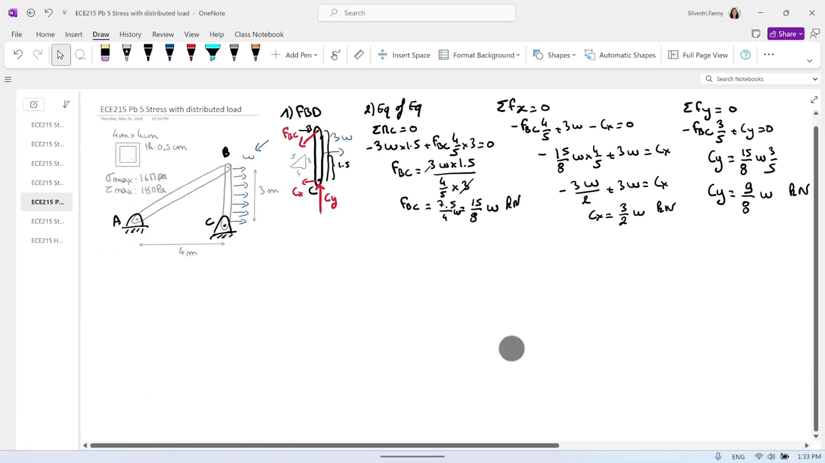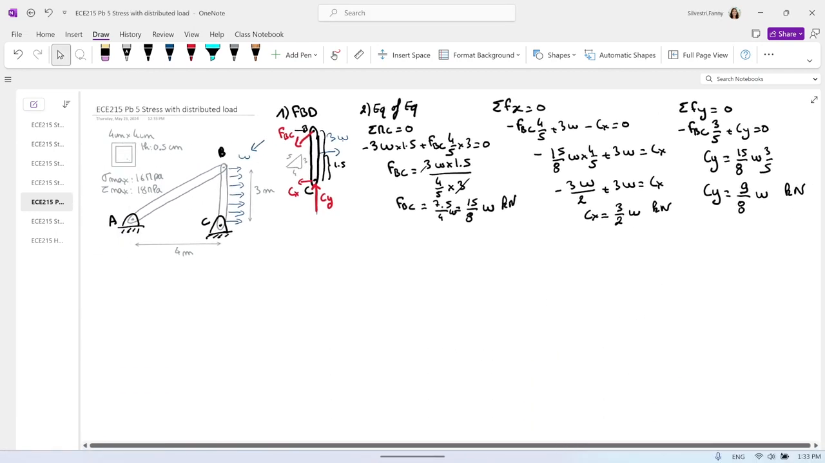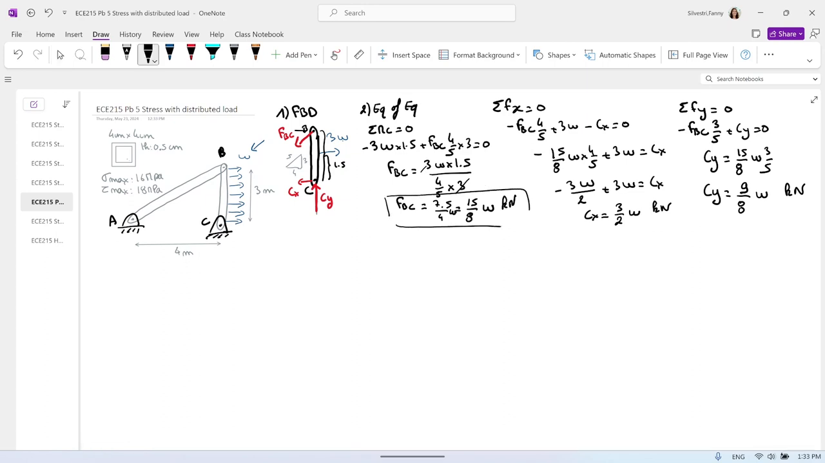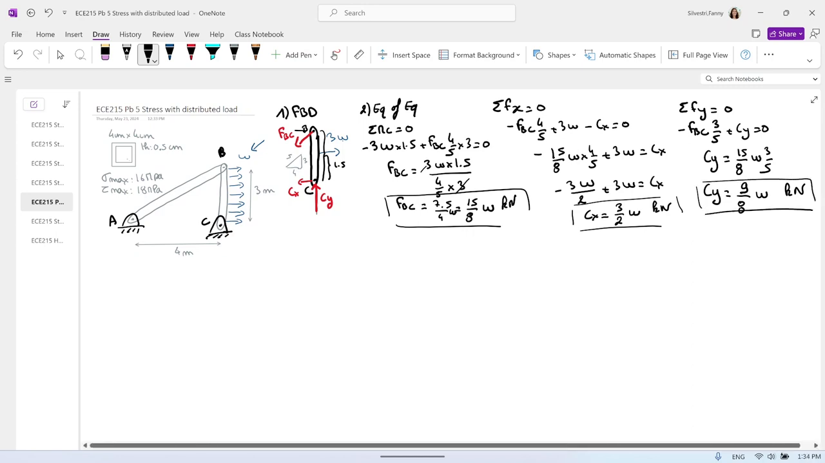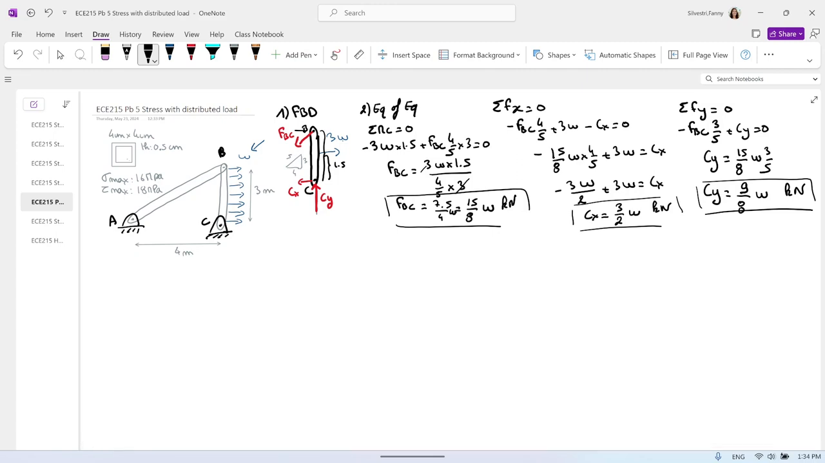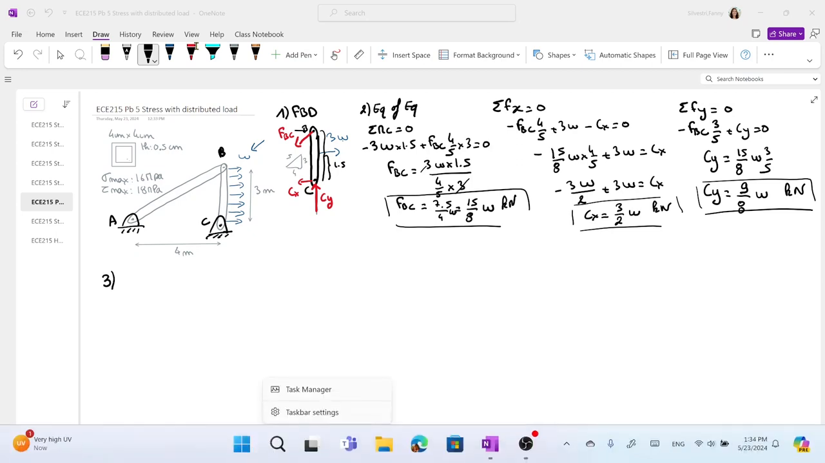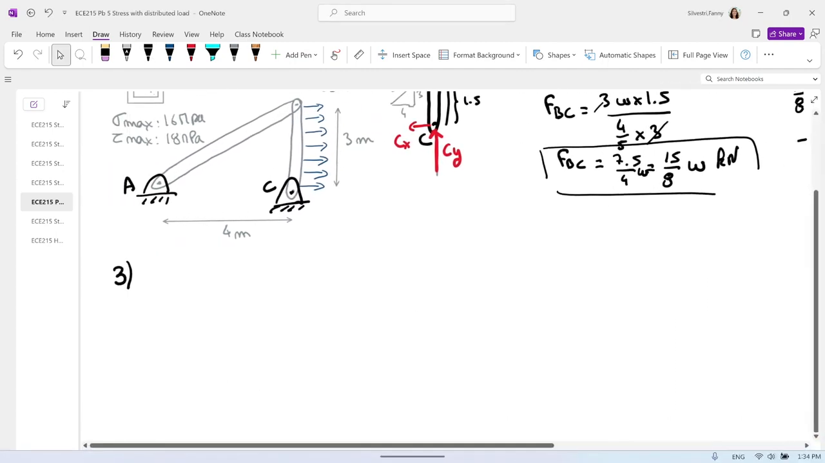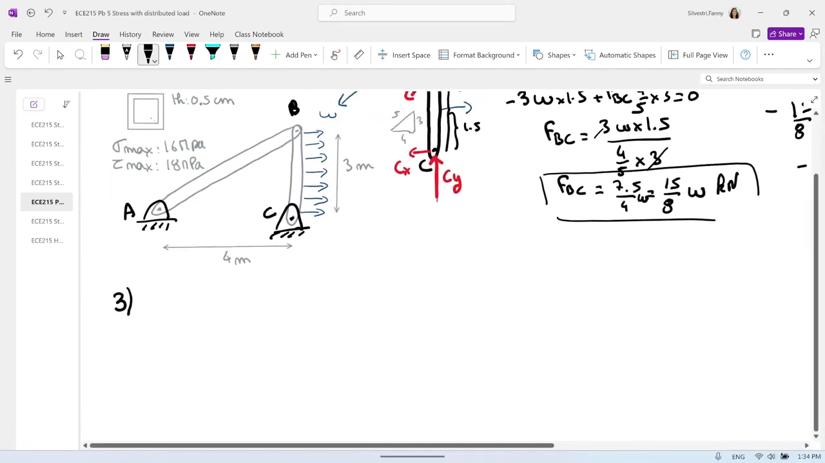So now that we have the forces, we found the force FBC, we found the force Cx, and we found the force Cy. Let's look at the stress in each member. That was now step number 3. I will look at the internal forces in AB. So I will use a free body diagram again, but for AB.